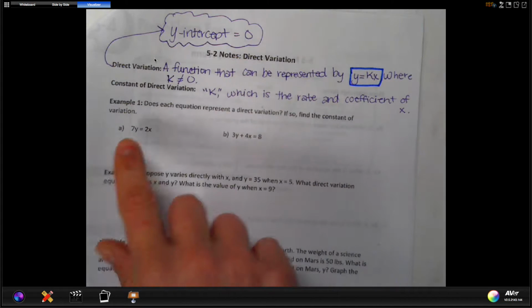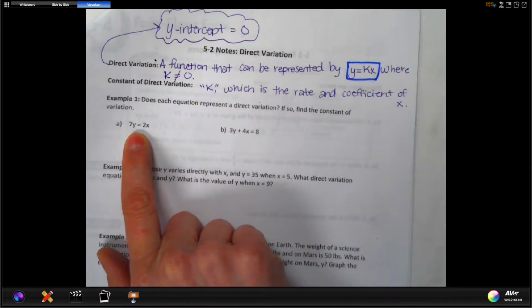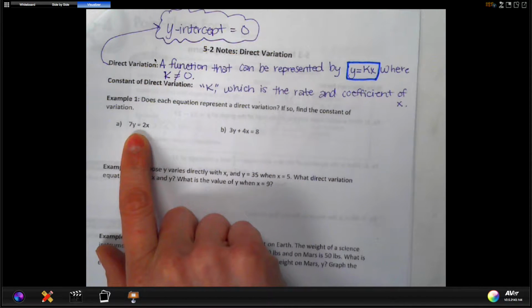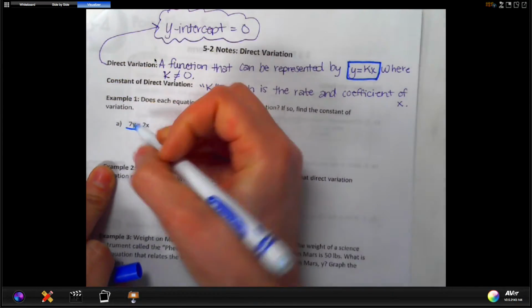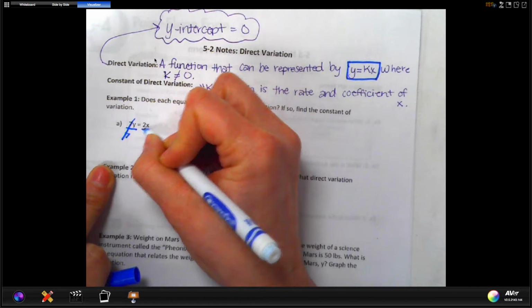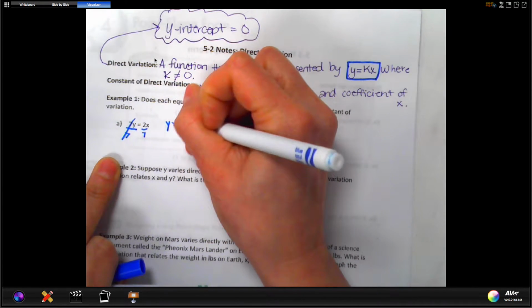So if you take a look at this first question, to get that to be y equals, what would we have to do? Alvin, go ahead. Divide 7 by 7. Yeah, exactly. All right. And so we're going to divide by 7 here to get rid of it, or to cancel it out. And we divide by 7 here. And so you get y equals 2 over 7x.